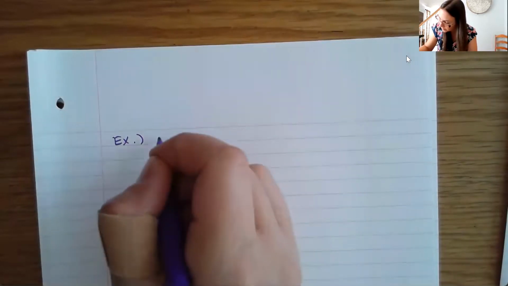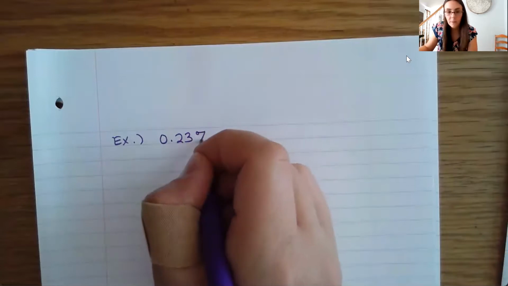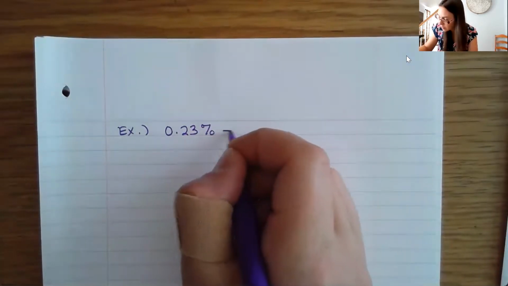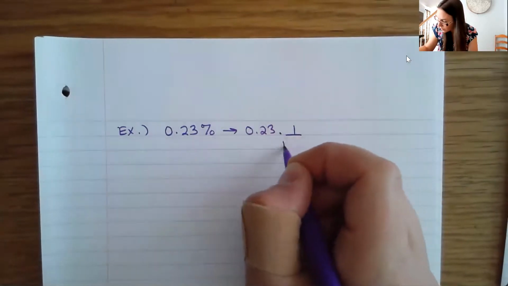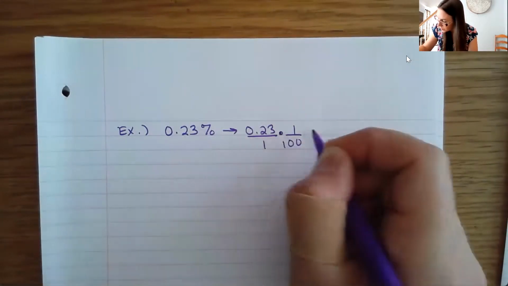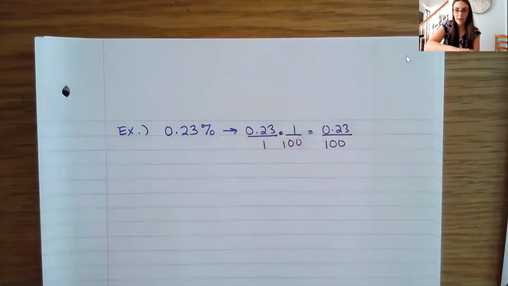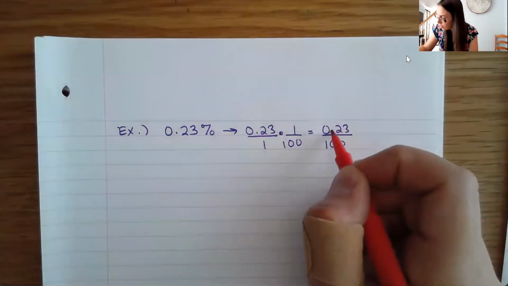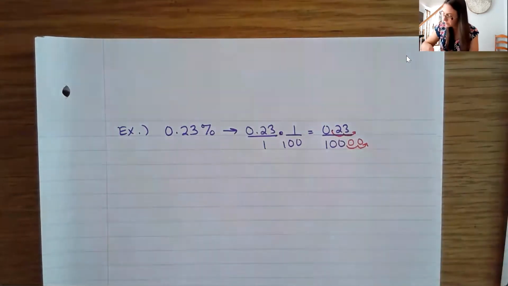So what if I have 0.23%, and I want to change it into a fraction? Again, I'm just doing one more with a decimal in it. You're still going to multiply by 1 over 100. So I get 0.23 over 100, and you're going to clear out that decimal point. So 2 spots to the right, 2 spots to the right, tacking on those zeros.